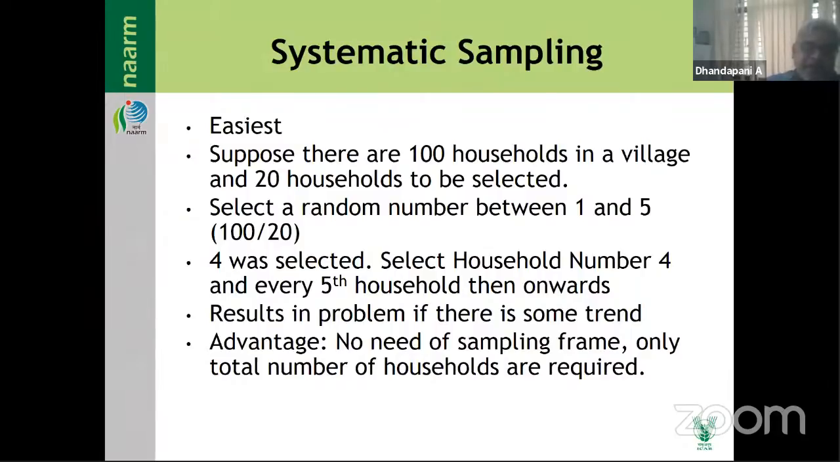But the biggest advantage of systematic sampling is that you don't require a sampling frame. You don't require the list of all households, right? The only thing you require is the total number of households. That is what is required, right? So that is the biggest advantage, and also it is very simple to use. This is very popular in two real surveys.